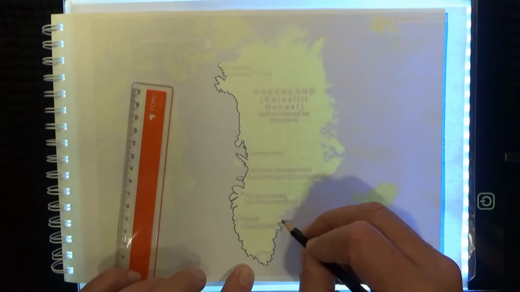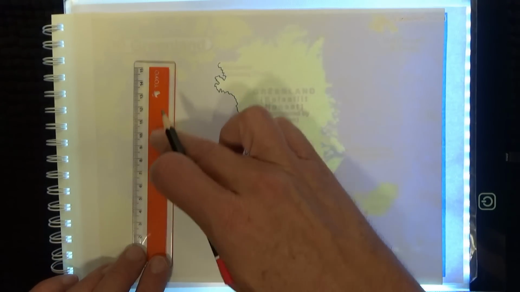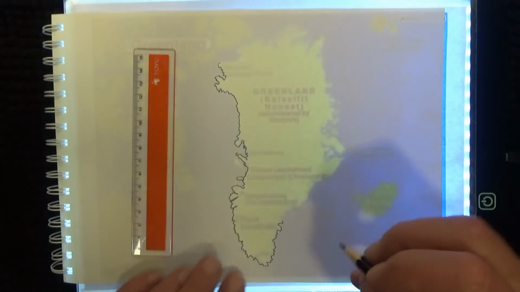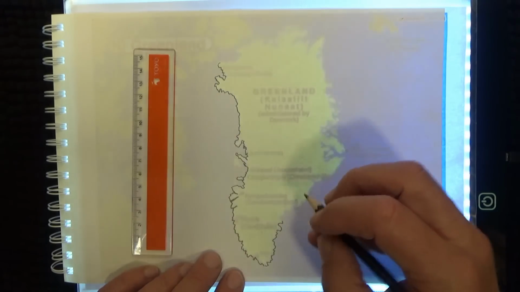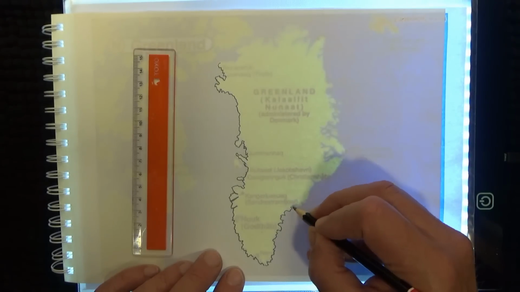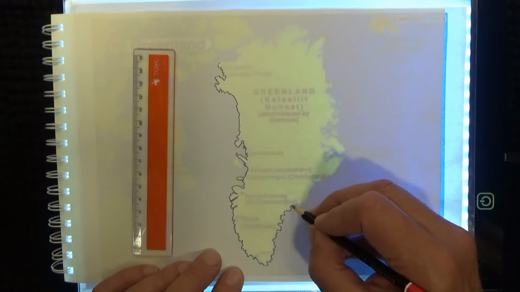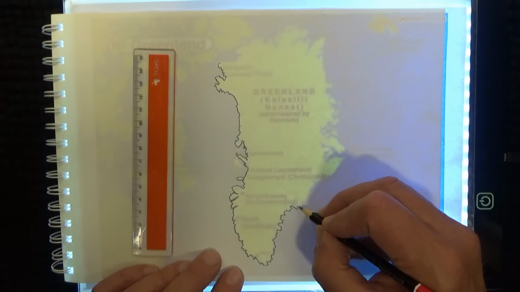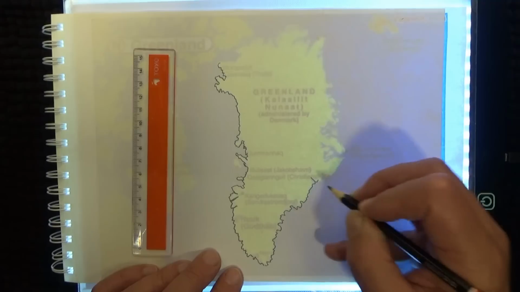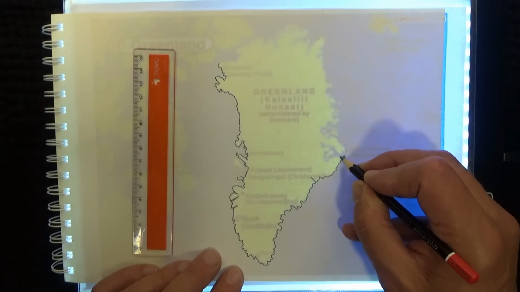Now, I should explain that I put that ruler there. It was across here to begin with. I put it there to give the camera something to focus on before I start the map drawing. Oh, yeah, the pencil outline.